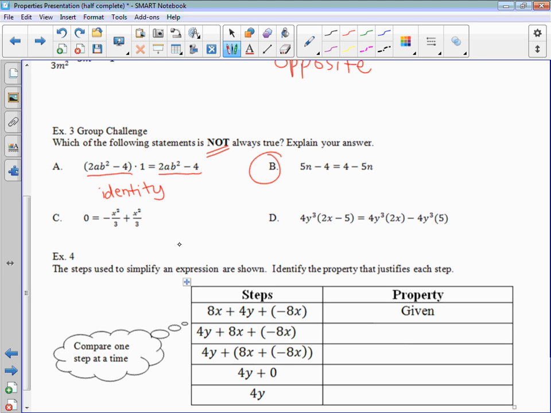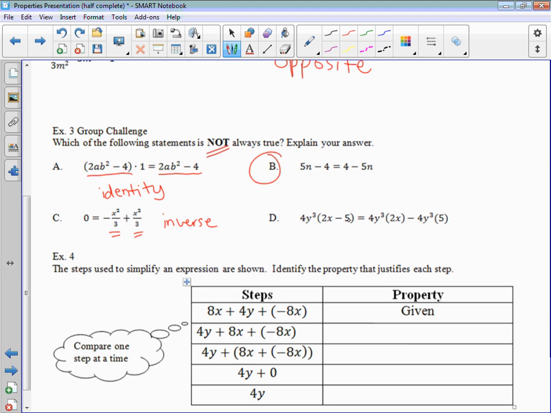What about C? Look at those. What do you notice about these two? They cancel. They're almost like opposites, right? You see how one's positive and one's negative? So what property is dealing with opposites? Inverse. That's the inverse property. All right.